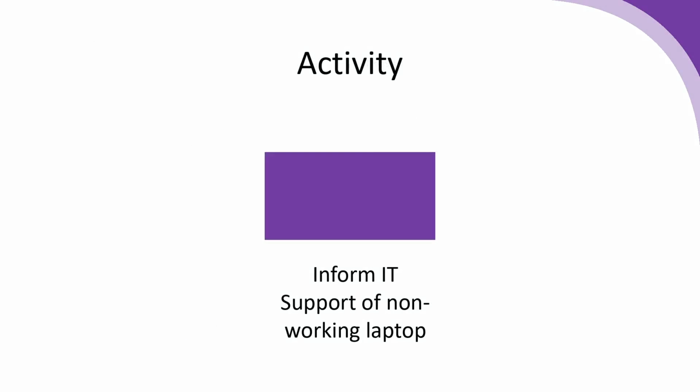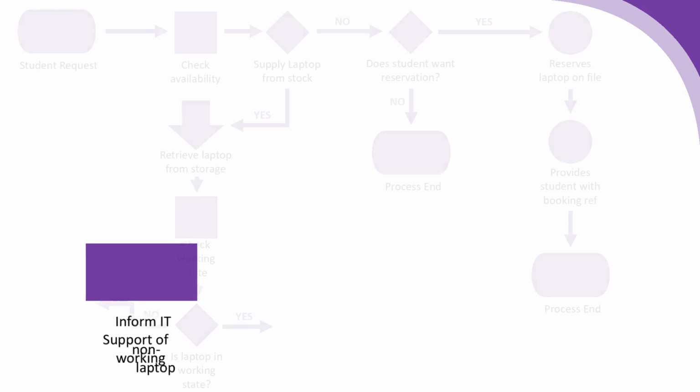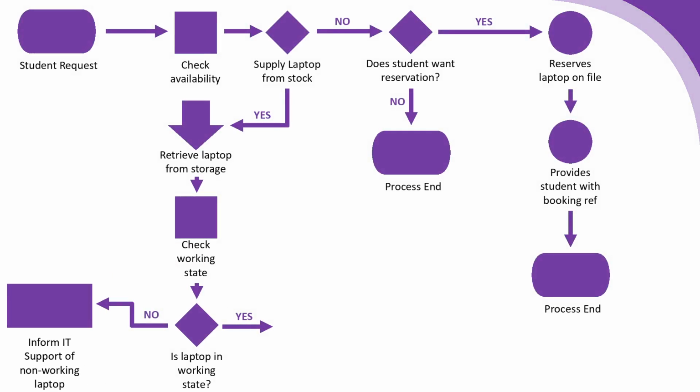That's going to bring us to a new symbol again, which is a rectangle. So this is an activity which is necessary to support the service, but is not something which directly adds value. And we're going to represent this through the use of a rectangle. So the activity that we need to engage in now is informing IT support that we have a non-working laptop which needs repair. So we're going to add that in.